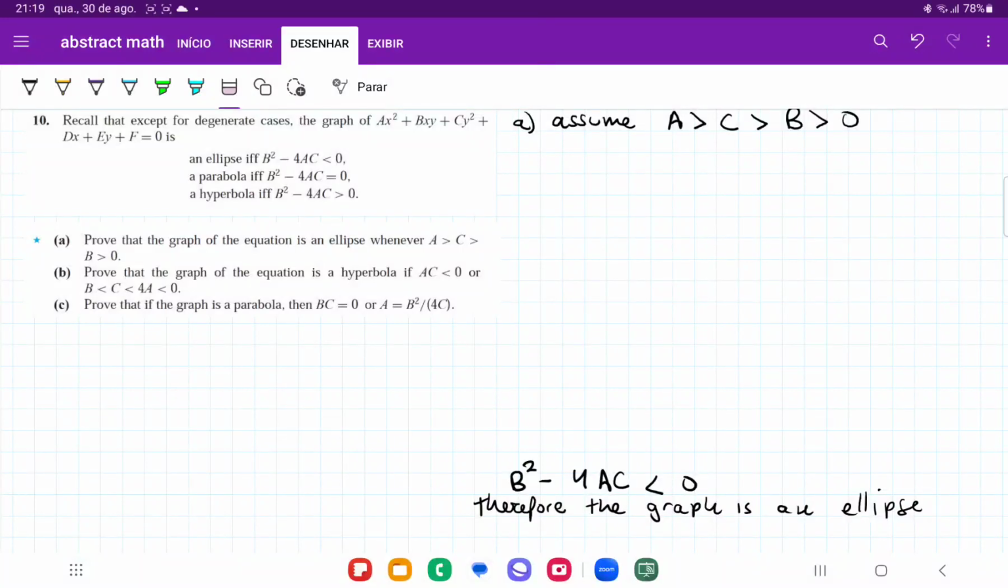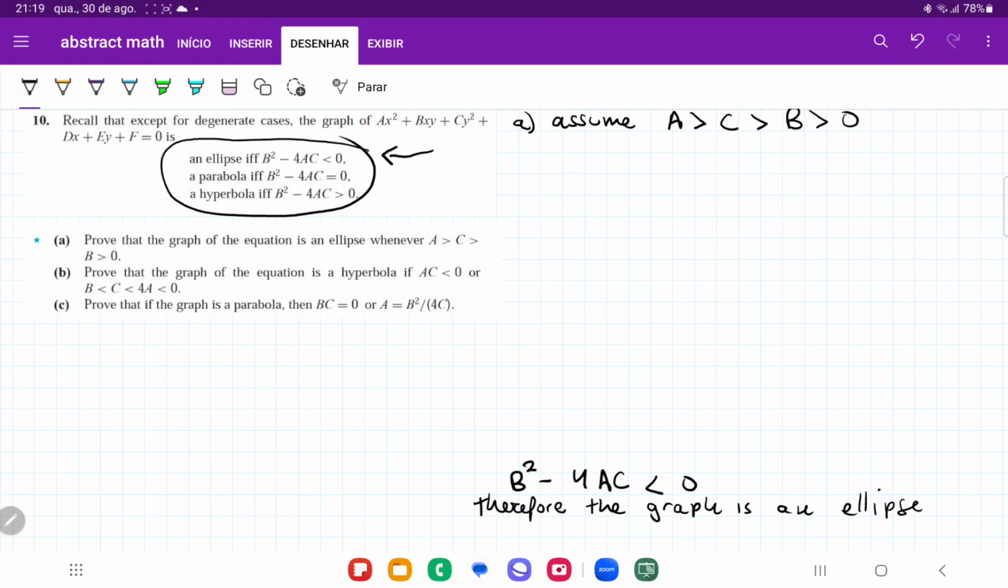So for number 10, we want to prove several statements, and what we're using is these definitions. So we have that a graph is an ellipse if it meets these conditions, a parabola if it meets the middle one, and a hyperbola if it meets the other one. So item A is asking us to prove that the graph of the equation is an ellipse.